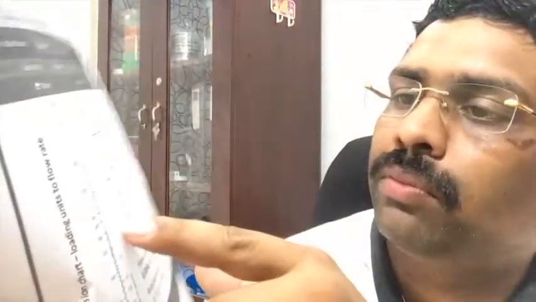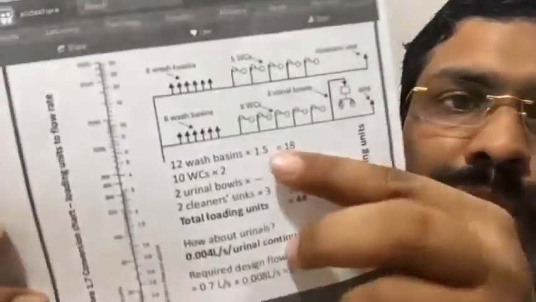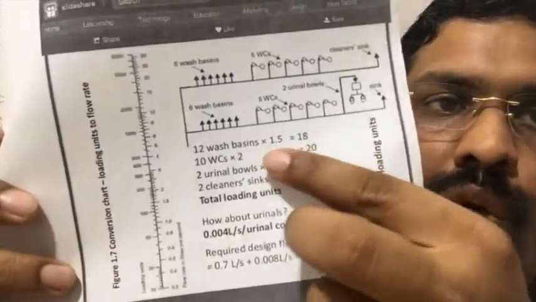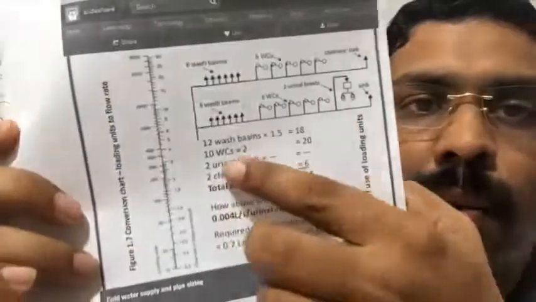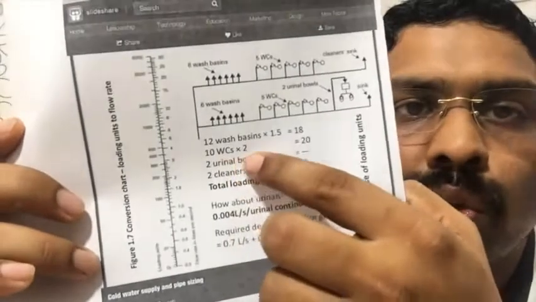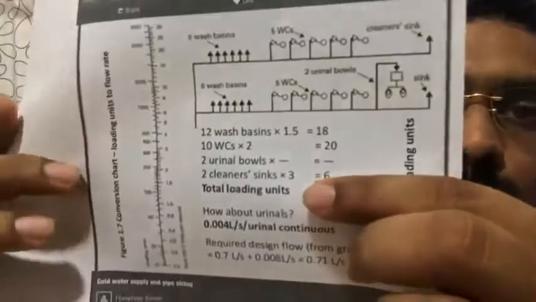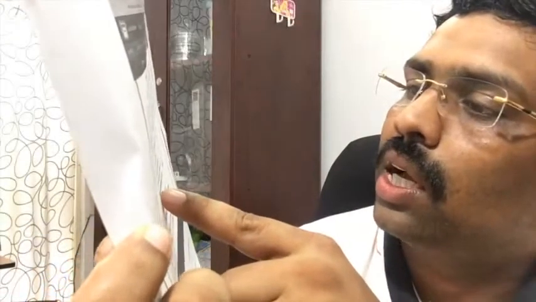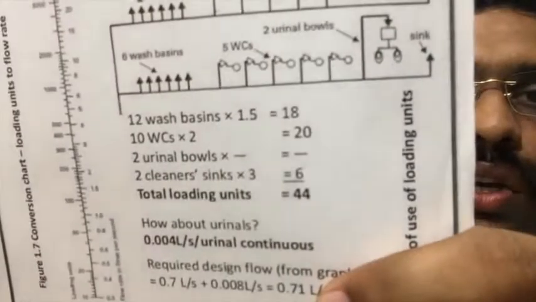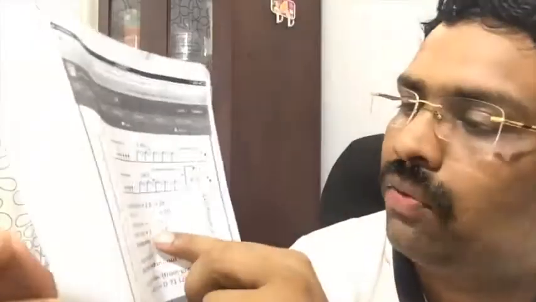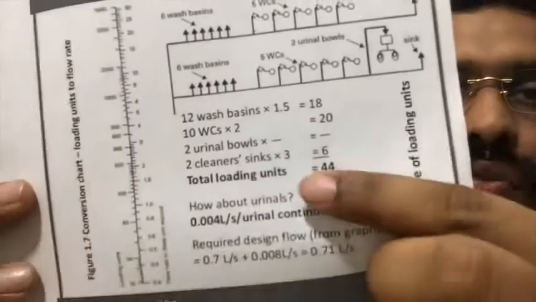For example, first item is 12 wash basins. Wash basin we are putting 1.5 into 12, that is equivalent to 18. Again 10 WC. WC into 2, like 10 into 2 is equal to 20. Urinal we did not consider, because urinal has very little water requirement. Sink we put it into 3, like 2 into 3 is equal to 6. 6 is there, and the total is 44. You can see over here 44.